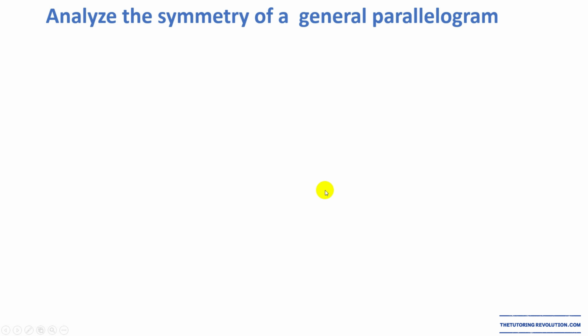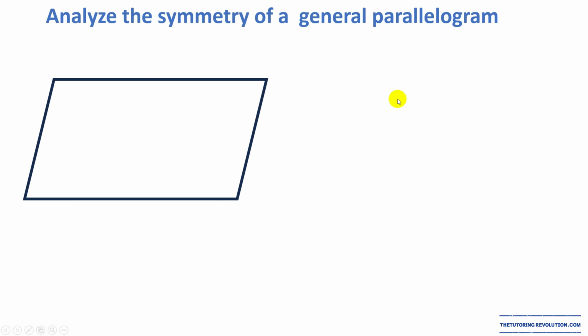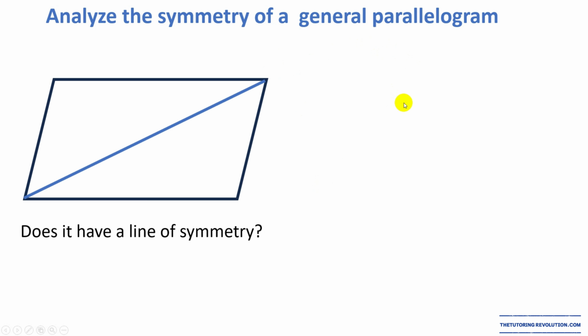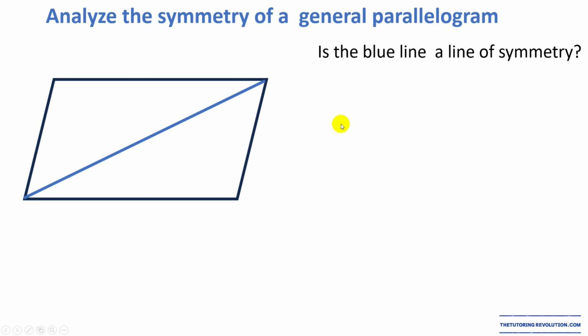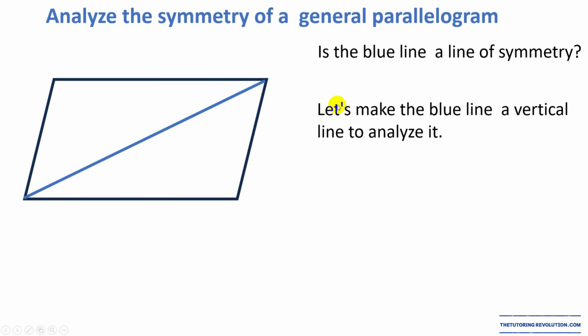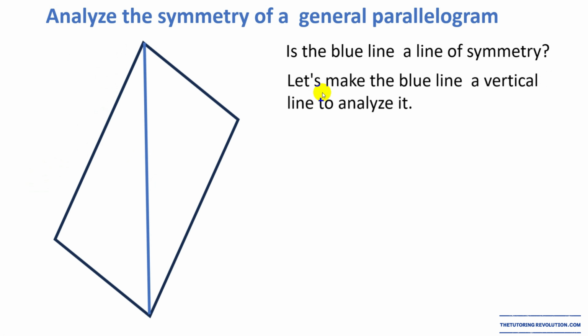Now we are going to analyze the symmetry of a general parallelogram. Here we have a general parallelogram. The question is, does it have a line of symmetry? For example, is this blue line a line of symmetry? To analyze if the blue line is a line of symmetry, we're going to make the blue line a vertical line because it's easier to analyze it when the line is either vertical or horizontal. So let's make it vertical by moving the parallelogram like this.